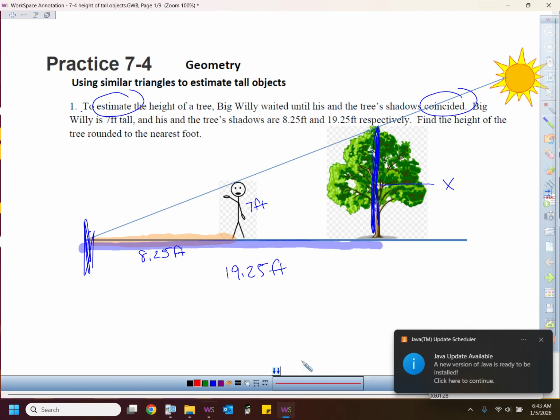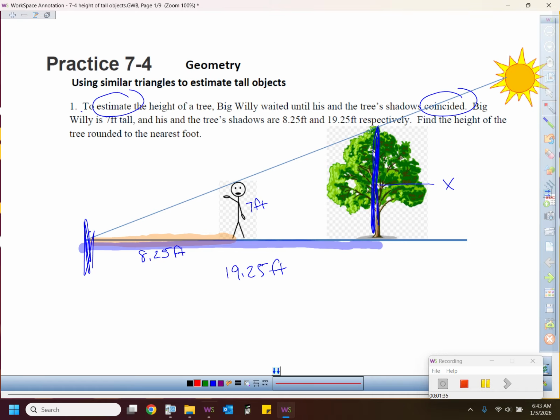Sorry about that, guys. The estimate's going to be that, one, we're assuming that the ground is flat, right? We know it's not always that way, and that this tree is growing at a 90-degree angle. Trees don't always do that perfectly, so Big Willie is standing there. So right there, we can say that we have one set of angles the same to help prove these triangles similar.